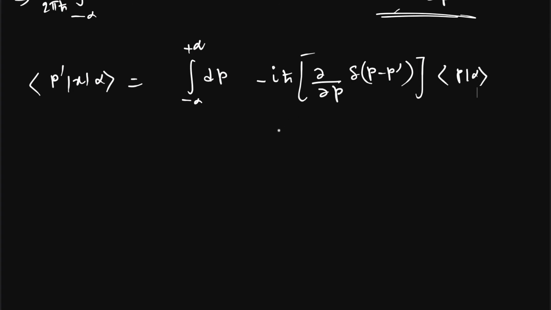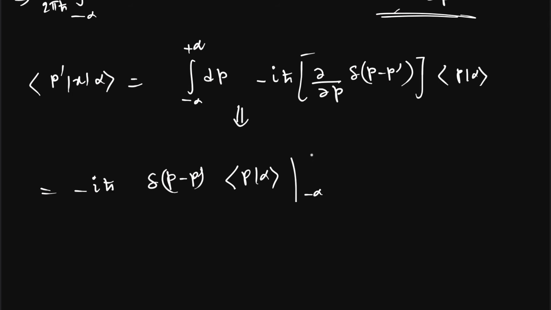Now let us do this integration by parts. This will be minus iħ. The first term will be δ(p − p′). We integrate this term and differentiate the other term, p α, and since α is a wave function, it goes to 0 at minus infinity and plus infinity. From that it is actually 0, and the second term will be plus iħ, integral from minus infinity to plus infinity.